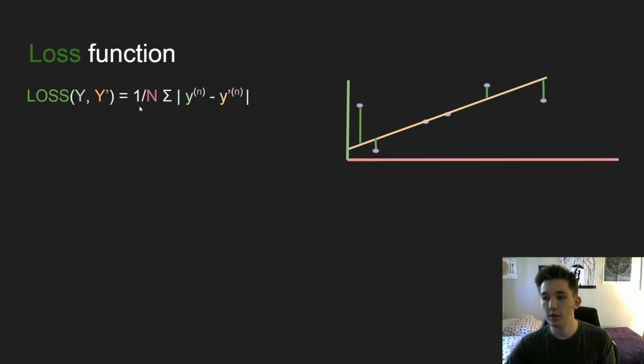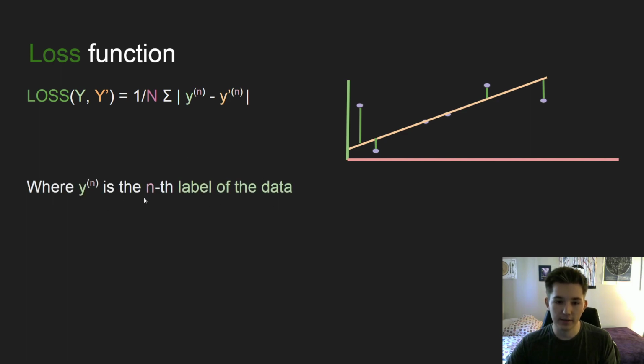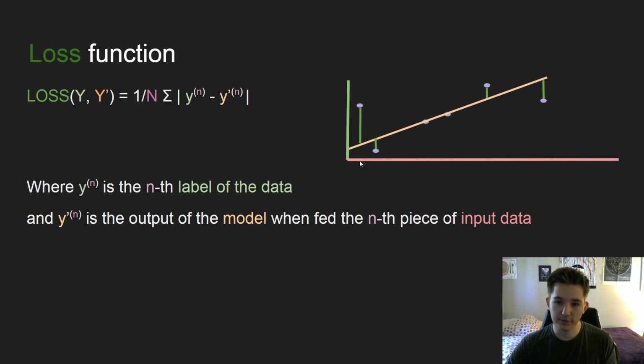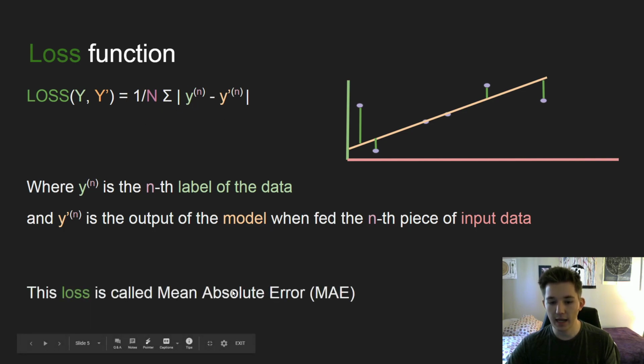Our loss function actually ends up looking like this. We are taking the difference between these points, so we have y_n, which is the nth labeled piece of data, these little purple dots are all of the data that we're given, and then we have y prime of n, which is what the model is predicting when fed the nth piece of input data. For example, at this point, the nth piece of data is this x right here, and the model is predicting this output, and we do this along the line. We're taking the absolute difference between the two, so it doesn't matter which side of it it's on. We sum them up, and then we average them. This we end up calling the mean absolute error.